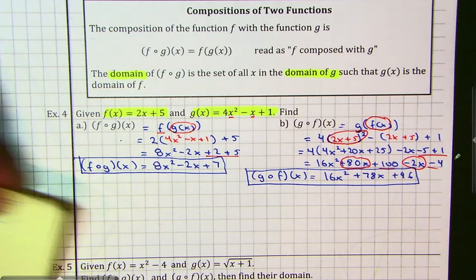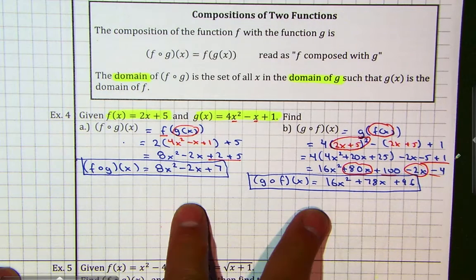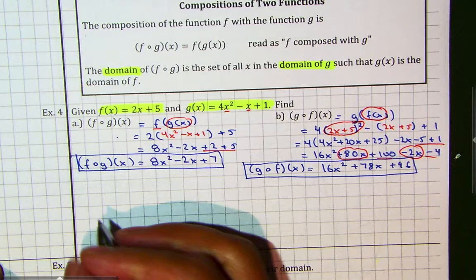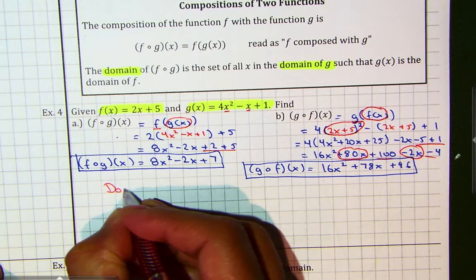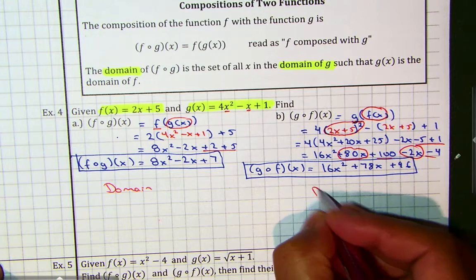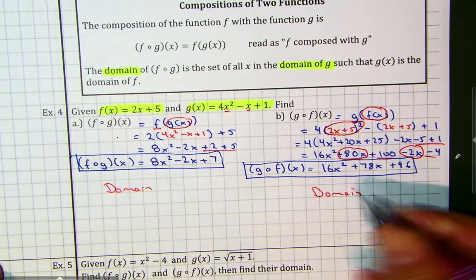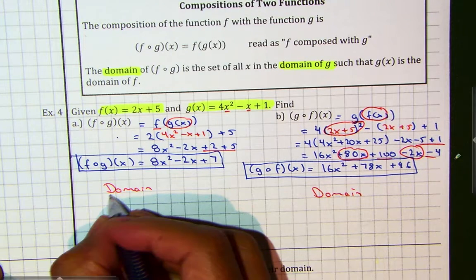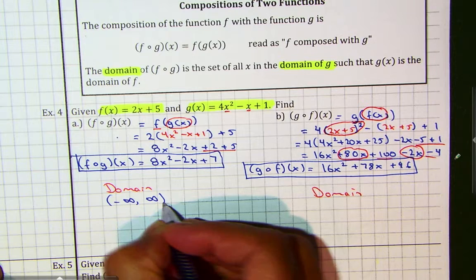Our domain for both of them will be all real numbers. So if we need to be able to find our domain, that'll be from negative infinity all the way to positive infinity.